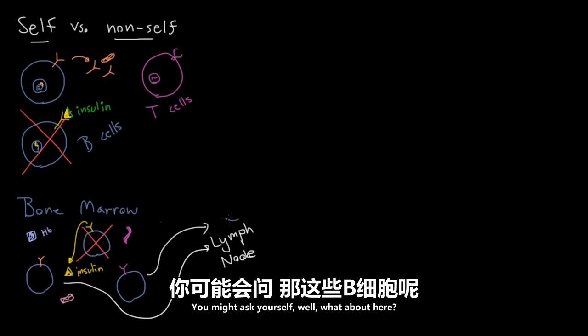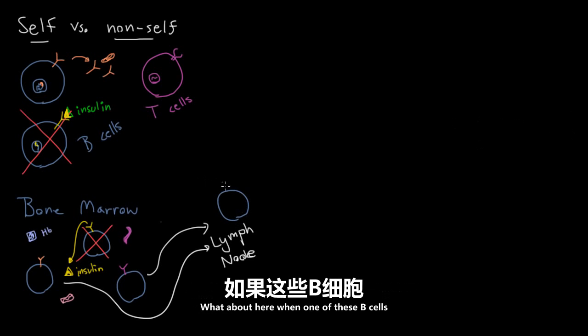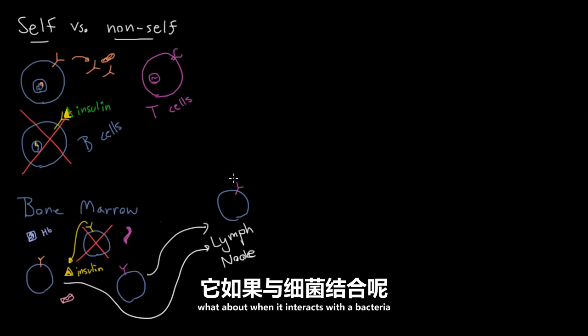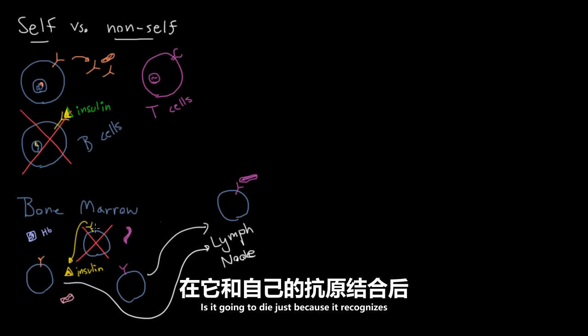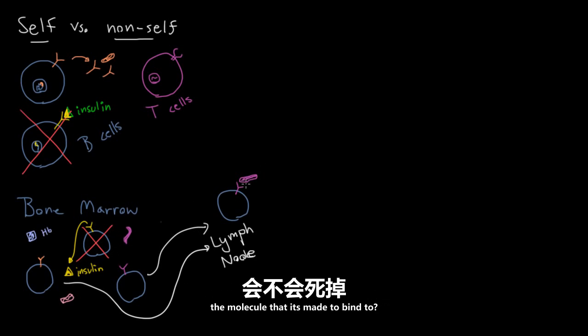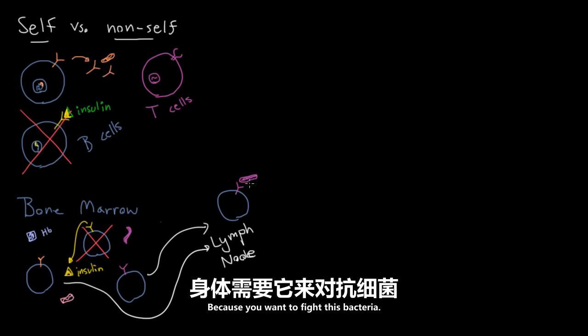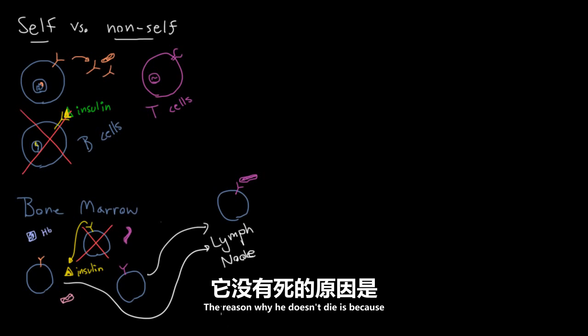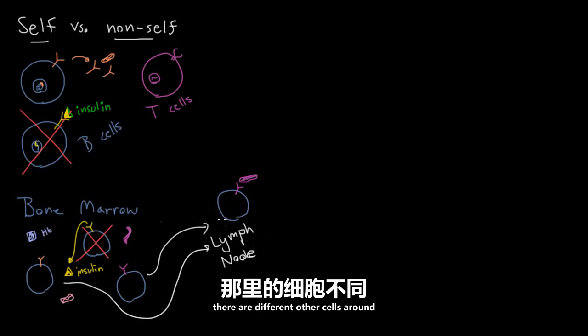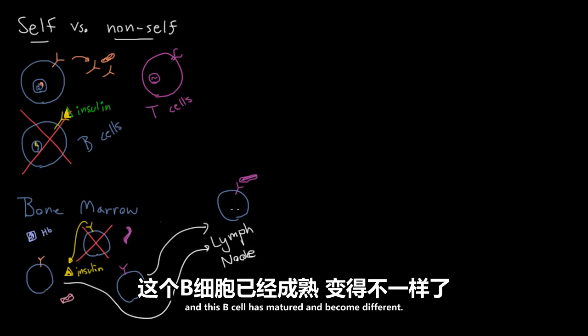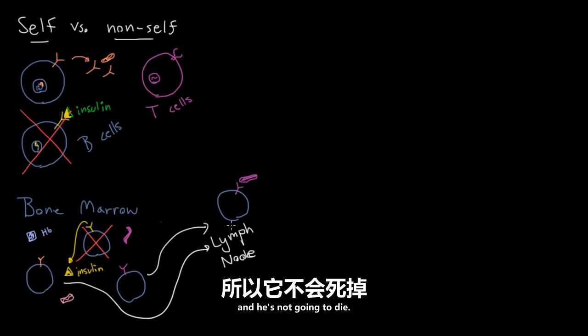And you might ask yourself, well, what about here? What about when one of these B cells that doesn't react to self interacts with a bacteria that you actually want it to fight? Is the same thing going to happen? Is it going to die just because it recognizes the molecule that it's made to bind to? And the answer is obviously not. You don't want this guy to die because you need him to fight this bacteria. The reason he doesn't die is because we're in a different environment. There are different rules, there are different other cells around, and this B cell has matured and become different. So the rules are different, and he's not going to die.